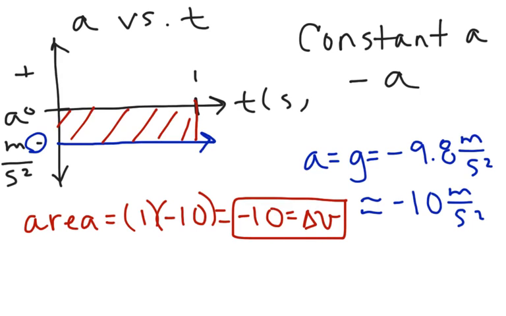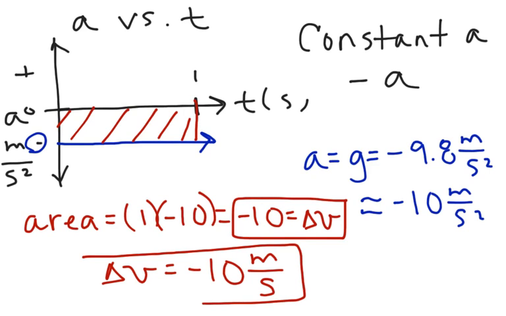So let me rewrite that. I'm going to do that a little bit better here because I left off my unit. That's negative 10 meters per second. We always want to have our unit. So the area of the acceleration versus time graph will give us our change in velocity. All right, that's it for now for graphical analysis.